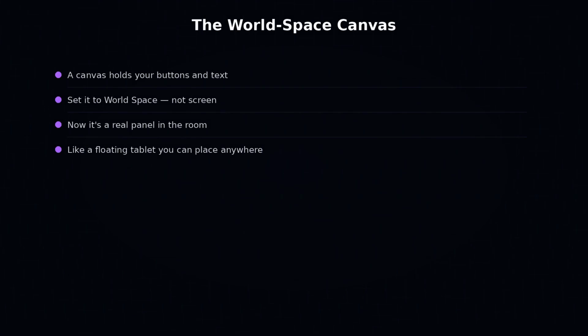The core building block is the world space canvas. In Unity, a canvas is where your buttons and text live. Normally it is stuck to the screen. In VR, you set it to world space, and now it is a real panel you can place anywhere in the room like a floating tablet. Everything you put on it, buttons, labels, sliders, becomes part of your 3D world.